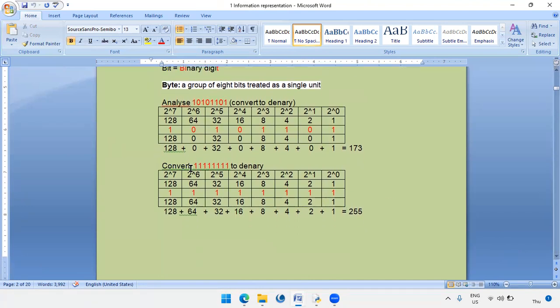Now this one, all ones, 8 ones, convert into denary. So as usual, the sequence from 1 to 128 is there. And then you put all ones there, then 128, all the values are present. When you add up, you get 255.